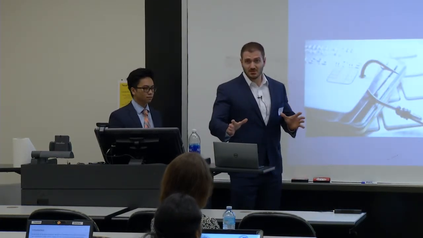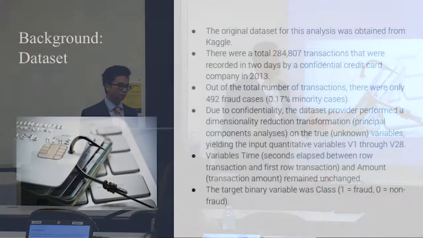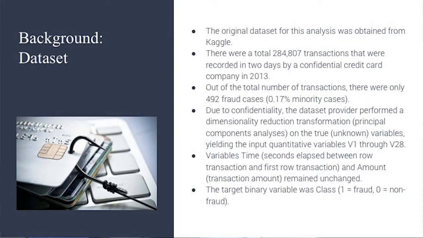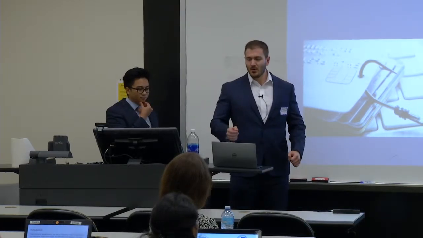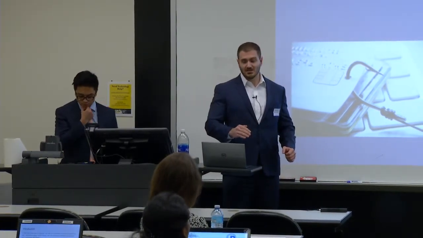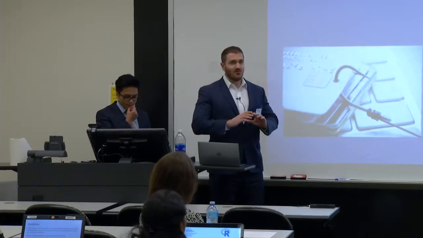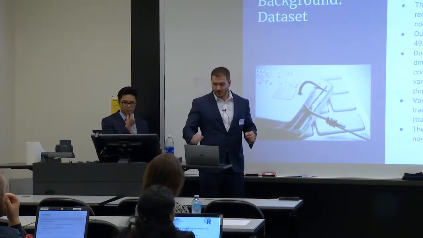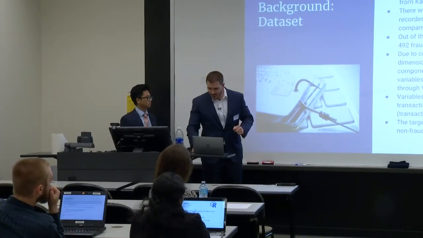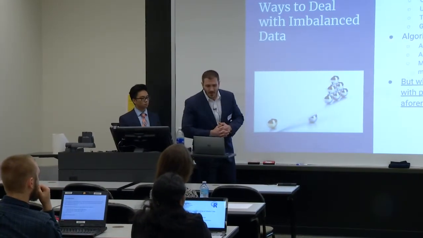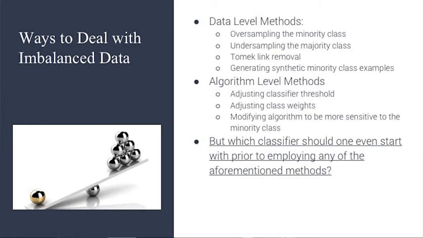So what we worked with specifically was credit card fraud. In the interest of time, we're going to blow through the data set portion. Suffice it to say that the data set we used, we got from Kaggle, and only 0.17% of the cases were actually fraud. So very highly imbalanced data. If anyone's interested, we'll be more than happy to send you the PowerPoint and any other information along with this. So how do you normally deal with imbalanced data?